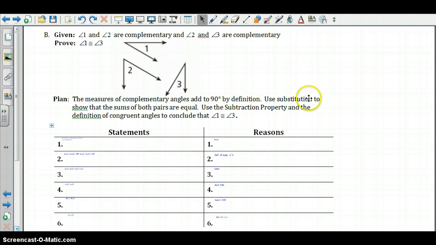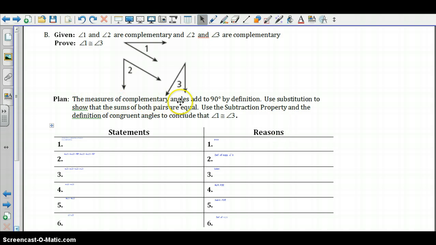Alright, hopefully you've had a chance to at least begin. We are given two pieces of information. Angles 1 and 2 are complementary angles, and angles 2 and 3 are complementary angles. Very similar to what we were working with previously. It's just instead of proving this part, we are given that, and we're going to prove that angles 1 and 3 are congruent now. And we're going to do that this way.